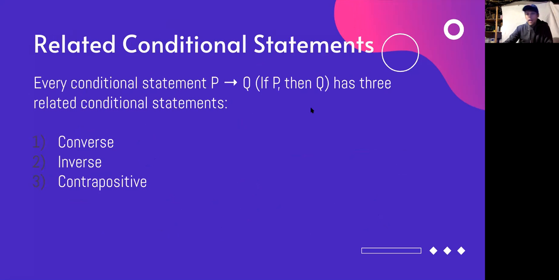All right, every conditional statement has 3 related conditional statements. So a shortcut way for us to write a conditional statement is this P arrow Q. It means if P, then Q. P and Q obviously are representing 2 statements. So we have the converse, the inverse, the contrapositive. Those are the 3 related conditionals. And we're going to go through what each one is in just a moment.